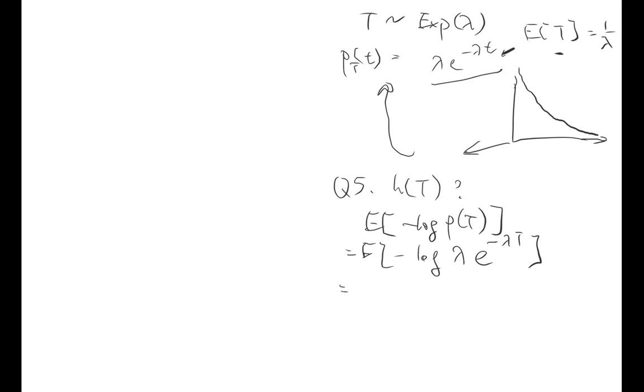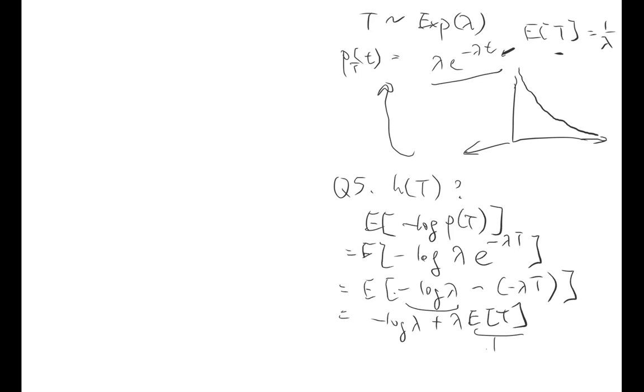So it's equal to the expectation of minus log lambda minus log exponential of minus lambda t, which will be minus lambda t coming up, right? Then this is just a constant now, so it's just minus log lambda, and this would be plus lambda t. So plus lambda times the expectation of t, which, as I said, is 1 over lambda. So therefore it's just equal to 1 minus log lambda.